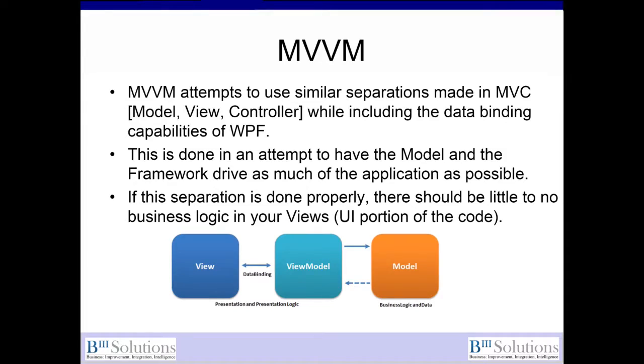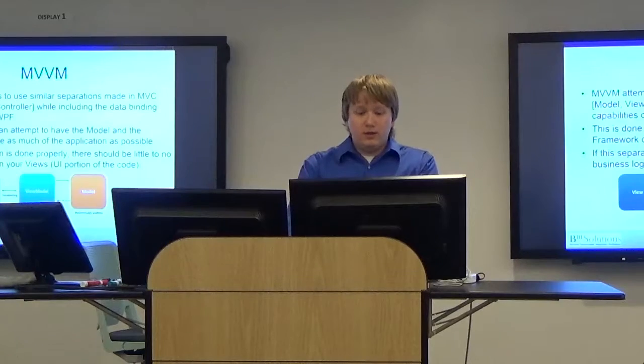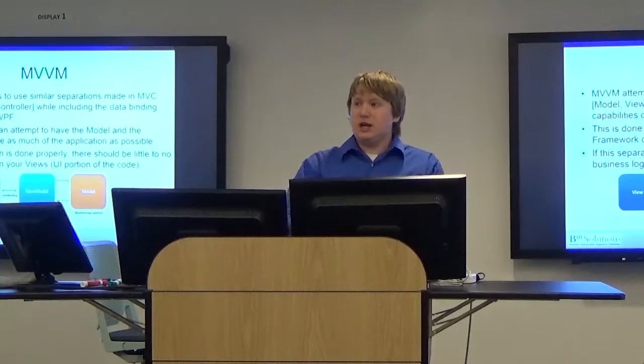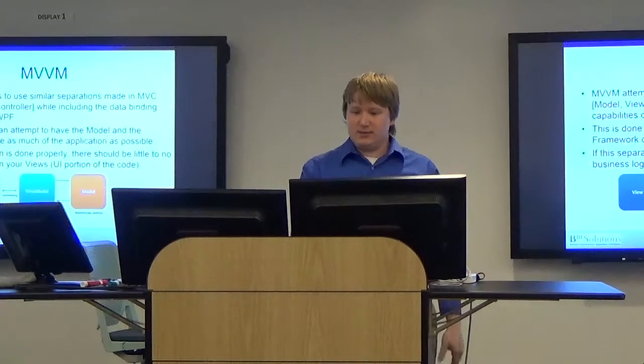This is done in an attempt to have the view model and the framework drive as much of the application as possible. So you're not really writing any code that says, I want to show and hide this text box at conditional things. That's all driven by data instead. If you do this separation properly in MVVM, you'll actually end up writing very little code in your views. So if you separate your concerns out, the only thing that should go in your view is the information about that view and how to display a text box on the screen.